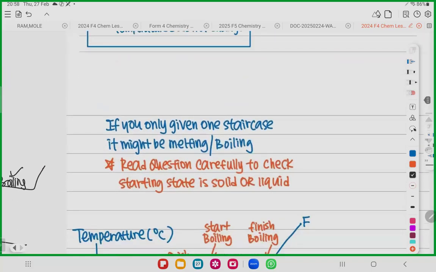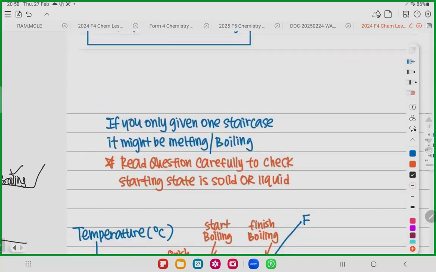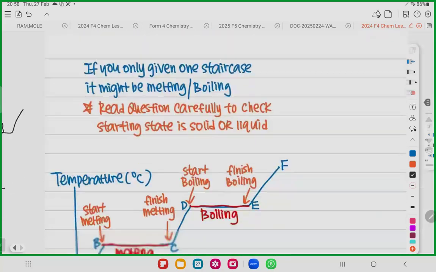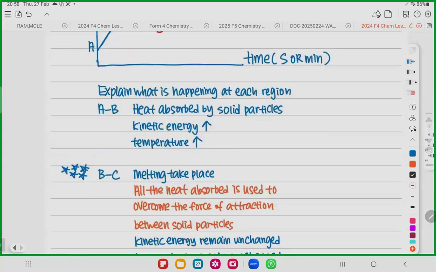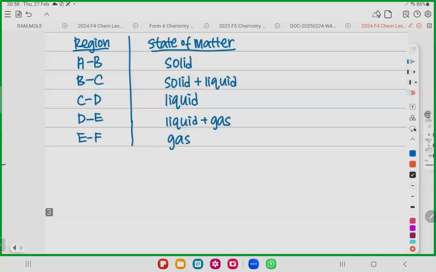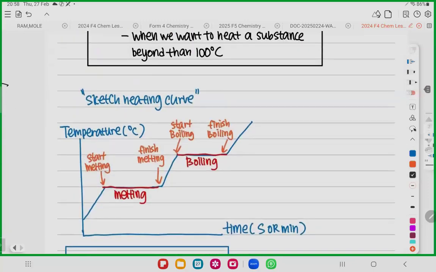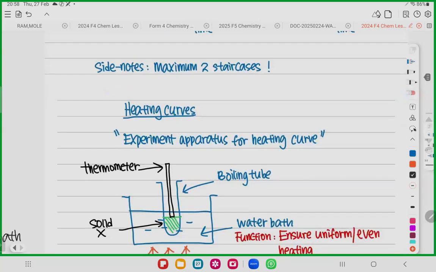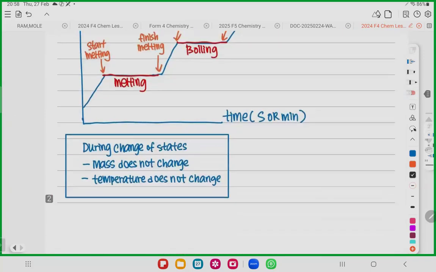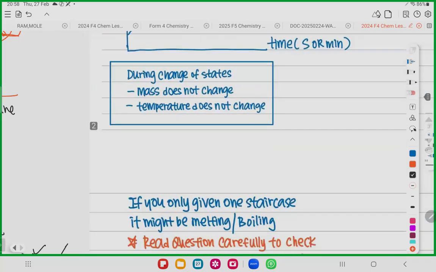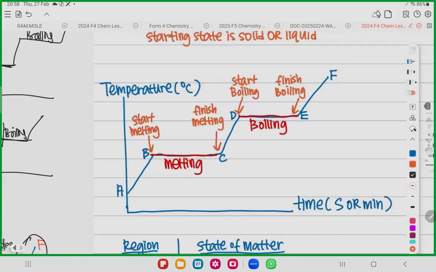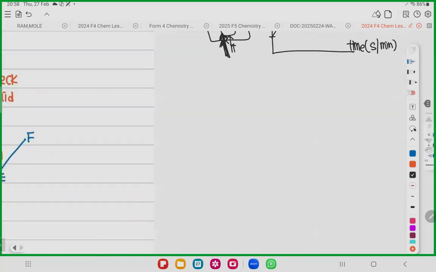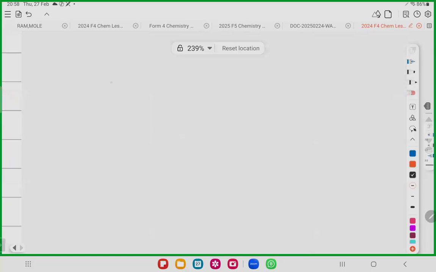Okay, for the next part, I will spend some time to teach you how to analyze the heating curve and cooling curve. All right, so let's do it. First, let us learn how to analyze the heating curve and cooling curve. Put your eyes on here, please.